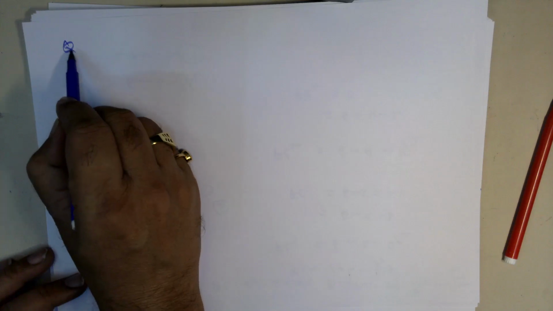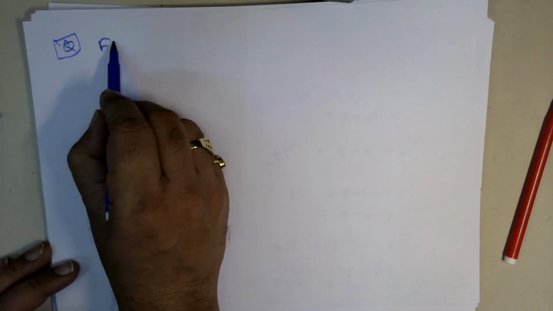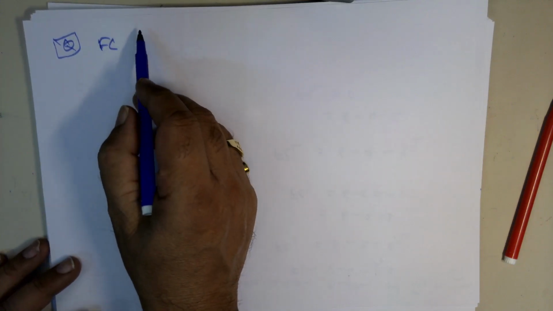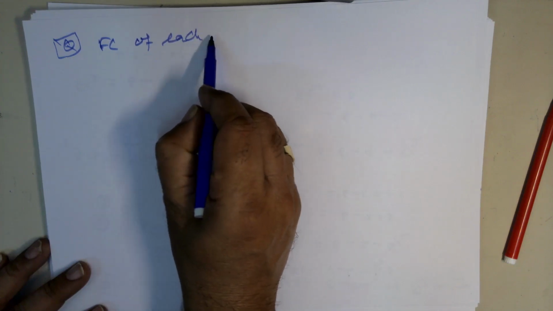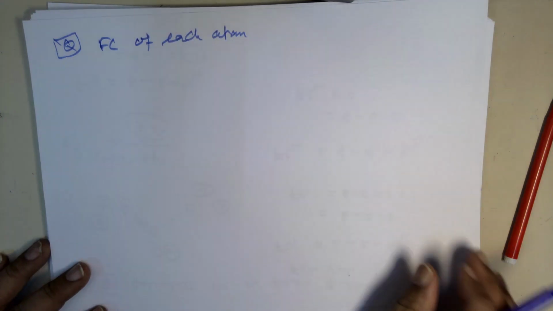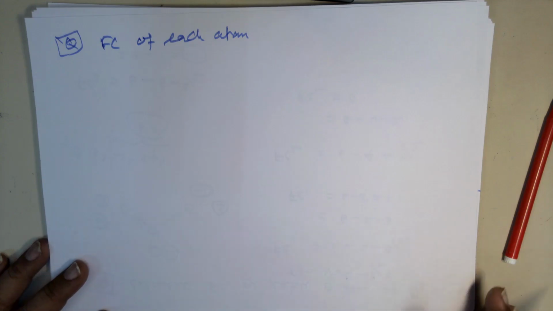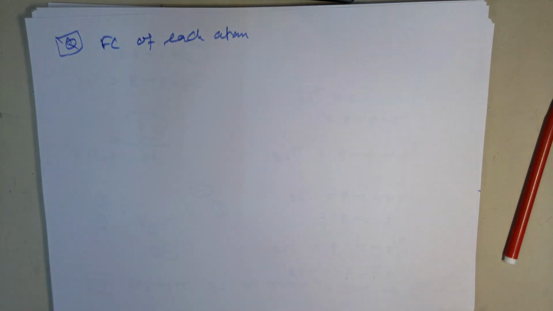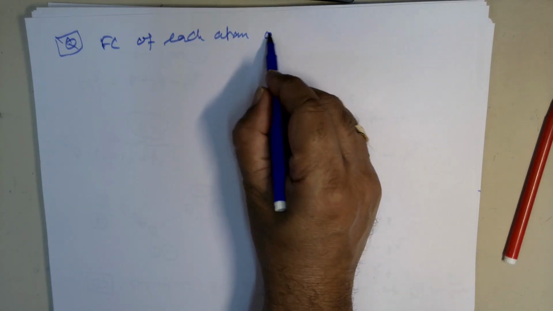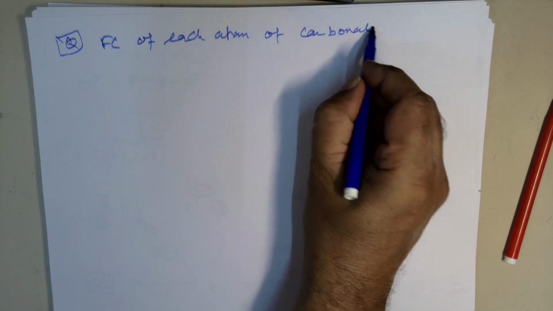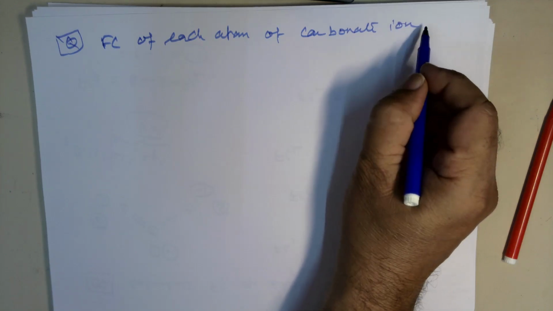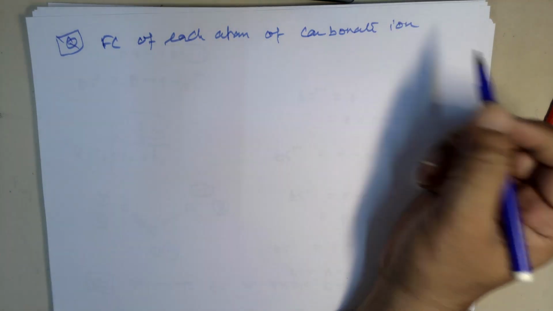Calculate the formal charge of each atom of carbonate anion. Carbonate anion or carbonate ion.